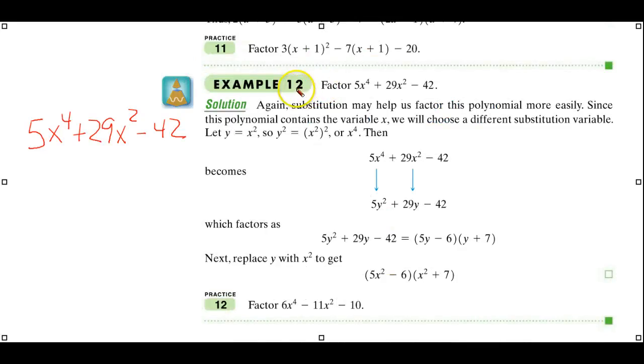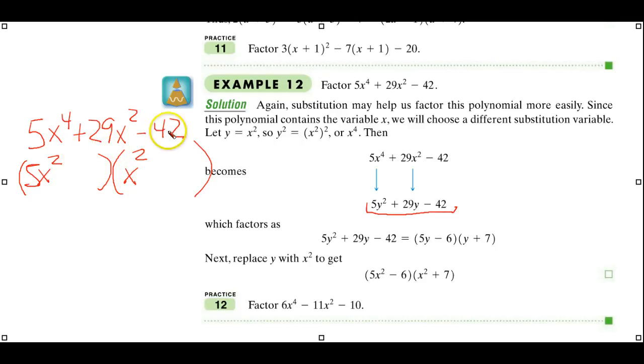Now in example 12, they're saying we can also use substitution by saying let y equals x squared. So we're just making this. But theoretically, you can factor this straight away. This is going to be 5x squared, and this is going to be here x squared. So you could do it by substituting, or I would just leave it.